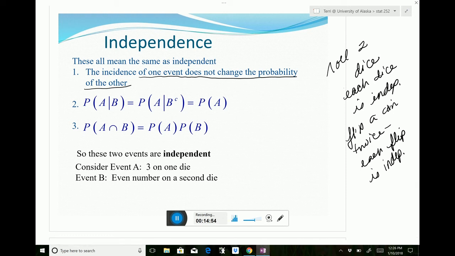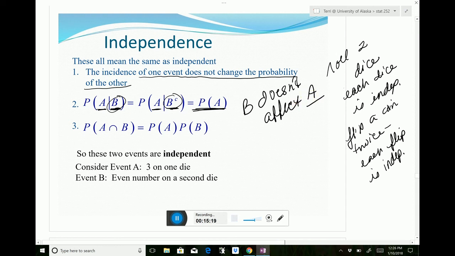So if something is independent, that means the probability of A, given that B happened, is the same as the probability of A given that B complement happens, because it doesn't matter if B happens or not. It's just the probability of A, because B does not affect A. It does not matter. The second coin flip doesn't know what you got the first time. It's still 50-50.